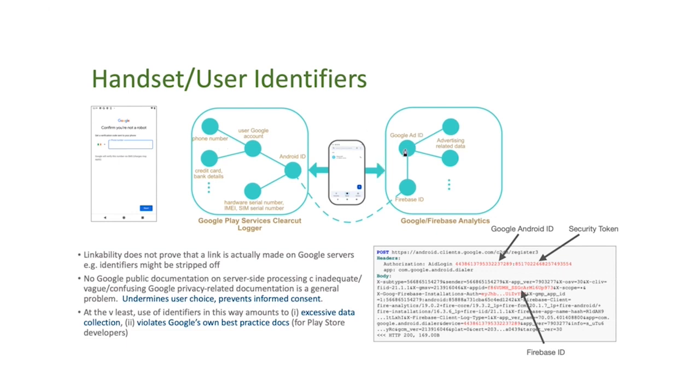And the Firebase data is tagged with a Firebase ID and a Google Ad ID. Now the Google Ad ID is linked to all the other advertising data that's collected from the handset, and so the data that's collected from the dialer and messages can be linked to all this other data that's collected for advertising purposes on the handset. And the Firebase ID is linkable to the Android ID because they're sent together in the same connection. Now whether the linkage really happens we can't say, because there's no documentation, but it's certainly possible.